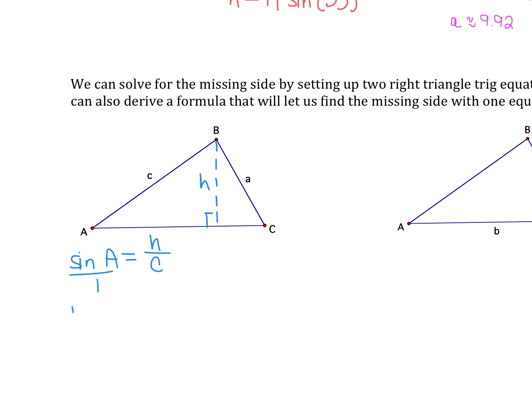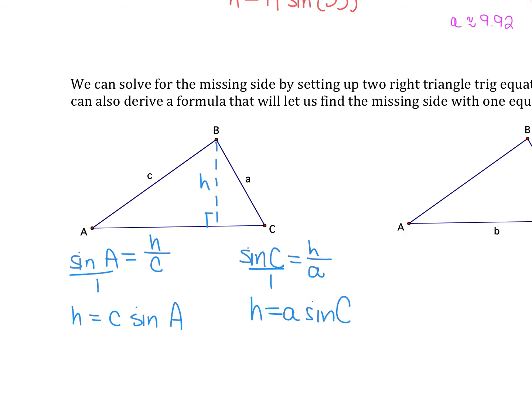Cross multiplying, I would get h is equal to little c times the sine of angle A. I'm going to do the exact same thing for this triangle on the right side. Sine of angle C equals opposite h over hypotenuse a. Put this over 1. Let's solve for h. h is going to equal a times the sine of angle C.